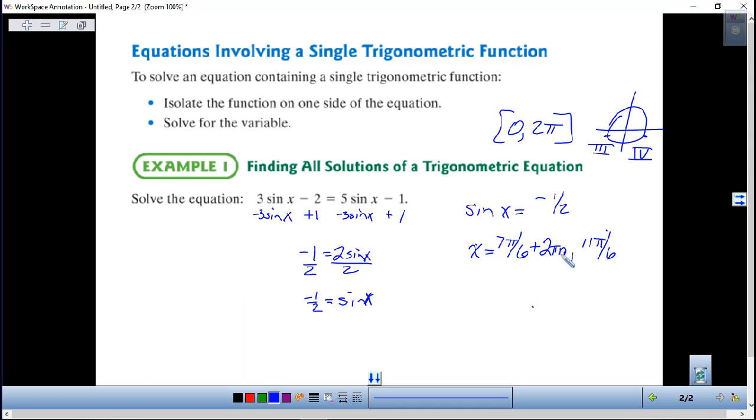If n is 1, I'm at 7 pi over 6 plus 2 pi, which tells me I go around to there and then I go around again and I get back to the same value. And you're going to have the same exact thing with this other one, so you have to have it with both of them. Realize that 7 pi over 6 plus 2 pi n is not 11 pi over 6. So you have to list both of the ones that are on the 0 to 2 pi. Then, if you're including all solutions, you're going to add the 2 pi n.